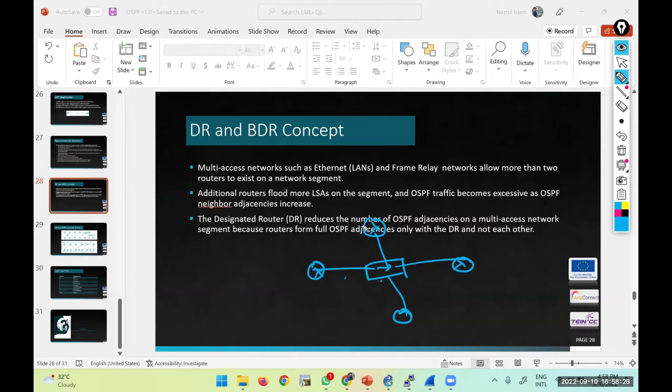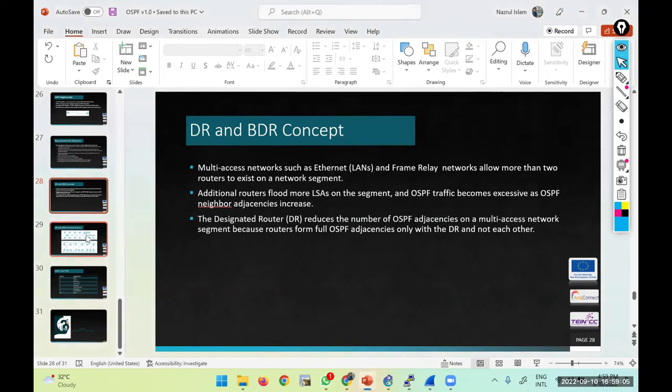So in multi-access networks such as Ethernet, if more than two routers exist on the same network, then a DR/BDR selection process will occur. When the DR/BDR selection is done, we don't need to send all the LSAs to all the routers. We will just send the LSA to the DR router, and the DR router will send the update to the other routers. So how will this actually happen? Let's see here.